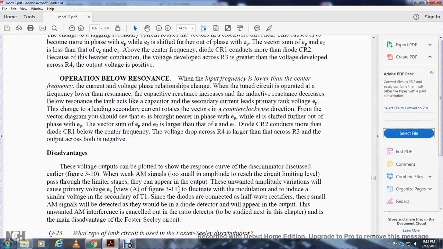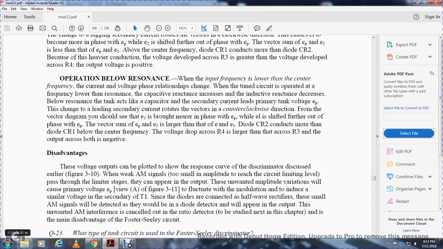Disadvantage: these voltage outputs can be plotted and shown with the representative curve of the discriminator discussed earlier in figure 310. The weak amplitude modulation signals are small in amplitude and reach the circuit, and limiting that level of passing through the limiter can appear at the output. Unwanted amplitude variations cause the primary voltage to fluctuate with the modulation, which introduces a similar voltage in the secondary of the transformer. The diodes are connected as half-wave rectifiers.